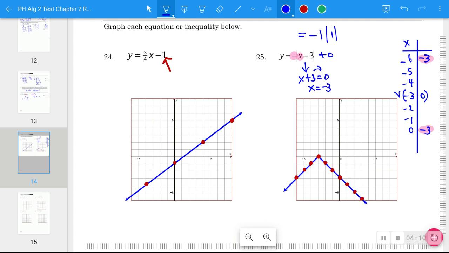Now if you plug in the rest of the numbers here, you're going to get -1, -2, -3, and there's symmetry here. So the y values spread out symmetrically around that center value. Okay, that does it for 24 and 25.